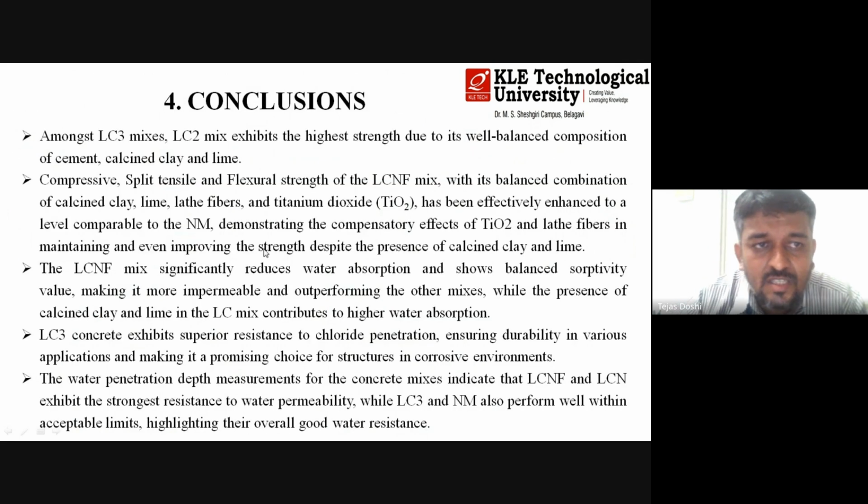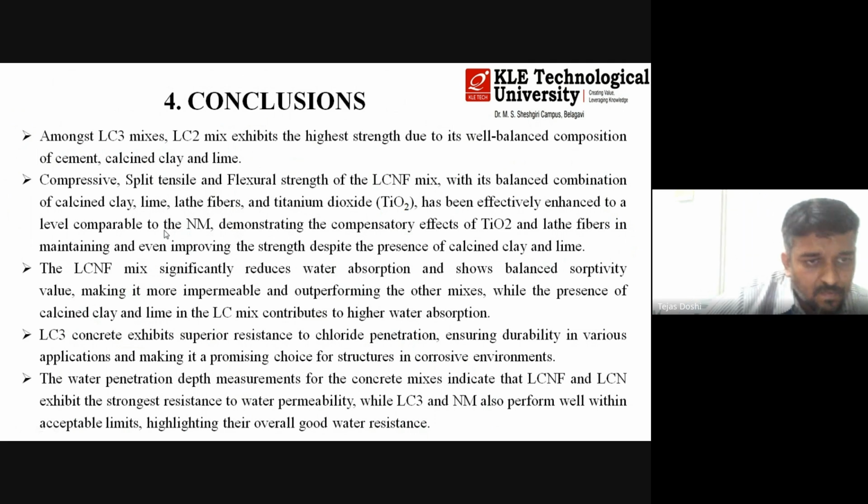Coming to the conclusions, amongst the LC3 mixes, the LC2 mix exhibits the highest strength due to its well-balanced composition of cement, calcined clay, and lime. Coming to the strength test results, the compressive, split tensile, and flexural strength of the LCNF mix, with its balanced combination of calcined clay, lime, lathe fibers, and titanium dioxide, has been effectively enhanced to a level comparable to the normal mix.